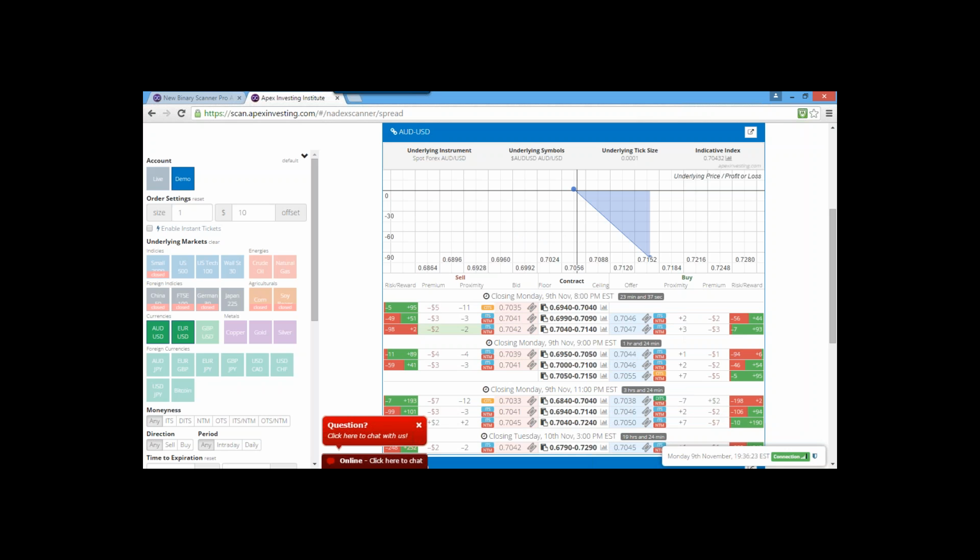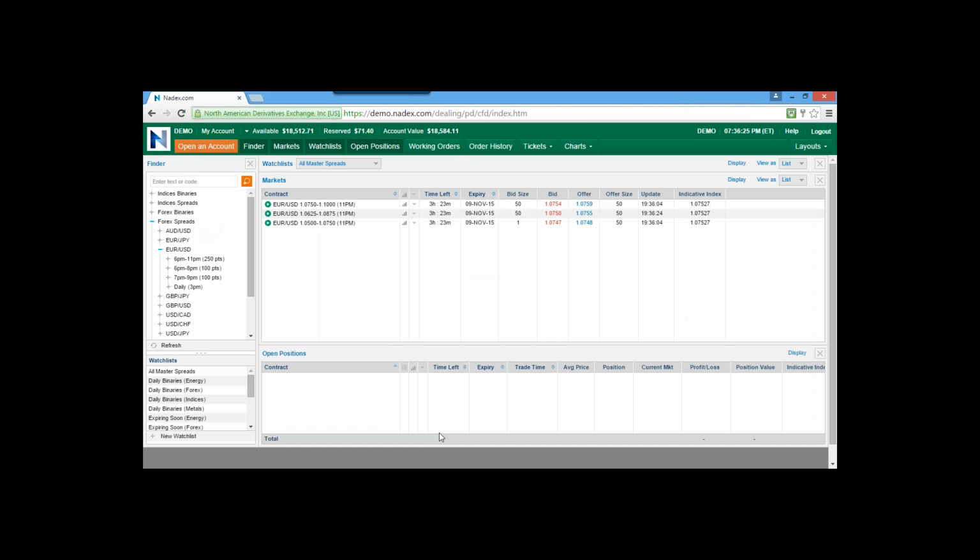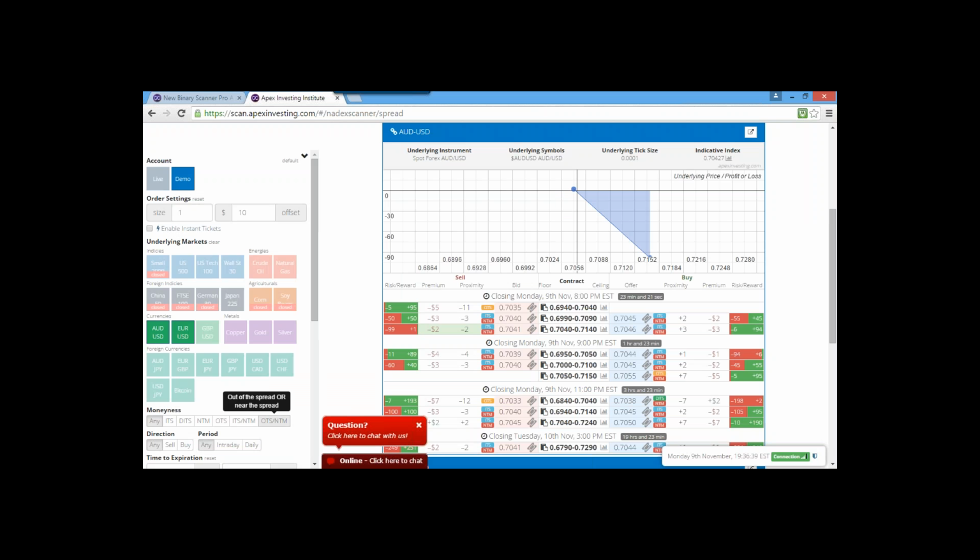On the Nadex platform, you have to go in and do all that yourself. Okay, the market's at 7052, I can buy this one at 7059, and so on. You have to do it all. But right here on the scanner, it just shows it for you right there.